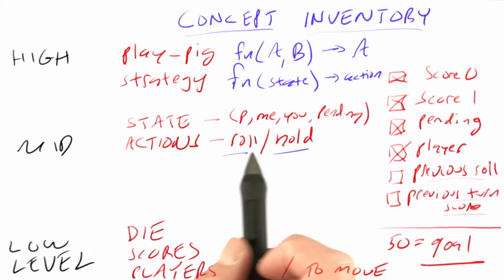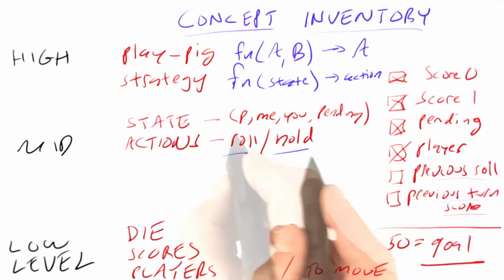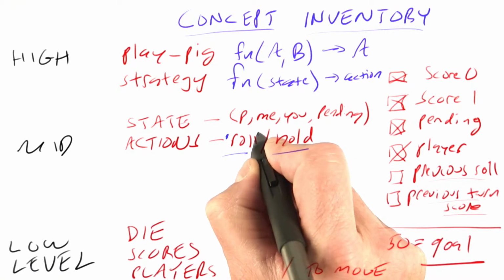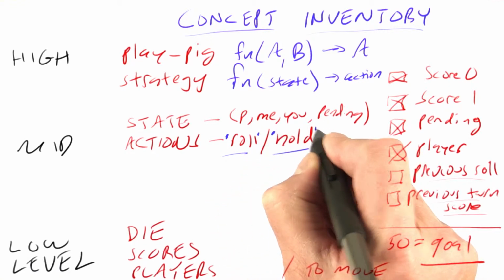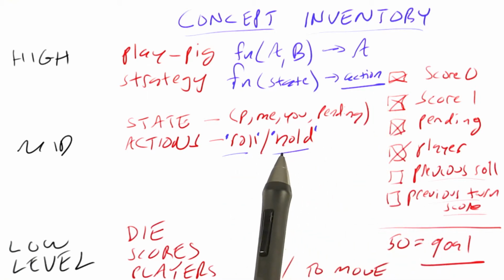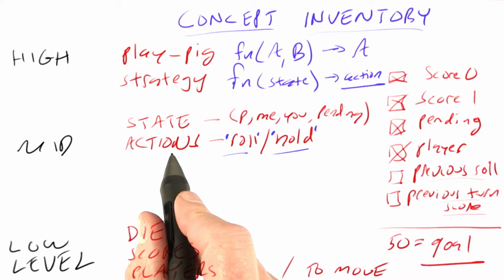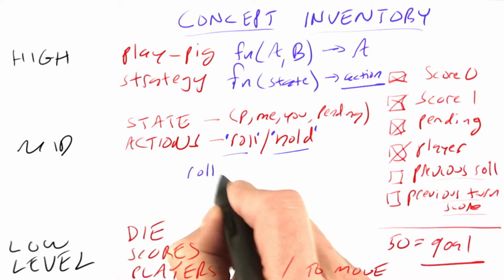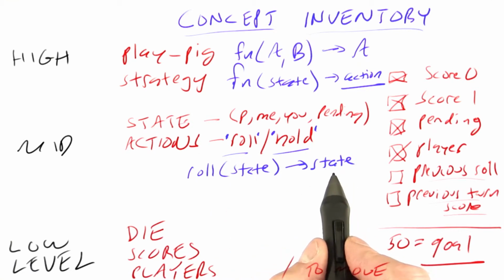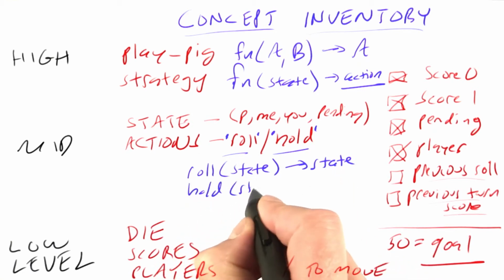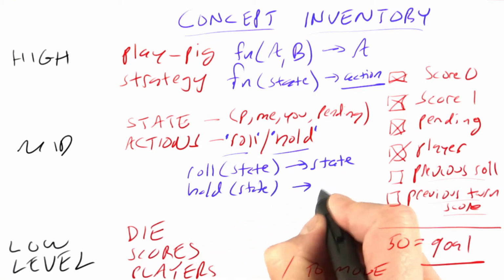Let's just say now, well, how are we going to represent these actions? Well, we can call the actions just by strings. So we could use the strings roll and hold, and that could be what the strategy returns. But then we'll also need something that implements these actions. So we'll have to have something that's a function that says, let's say the function roll takes a state and returns a new state. Function hold takes a state and returns a new state.